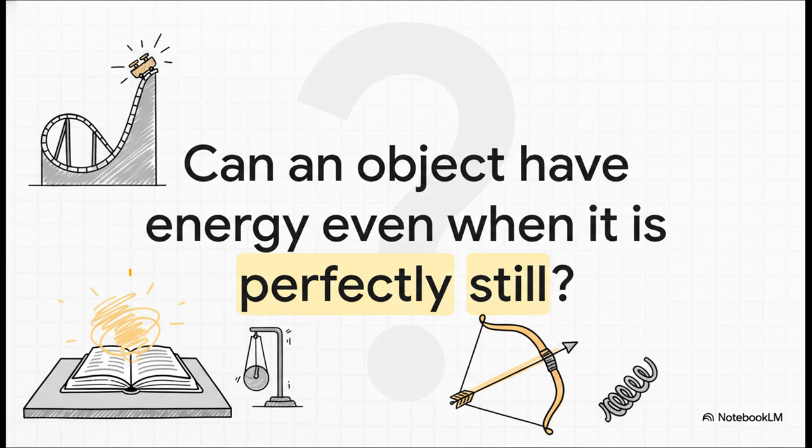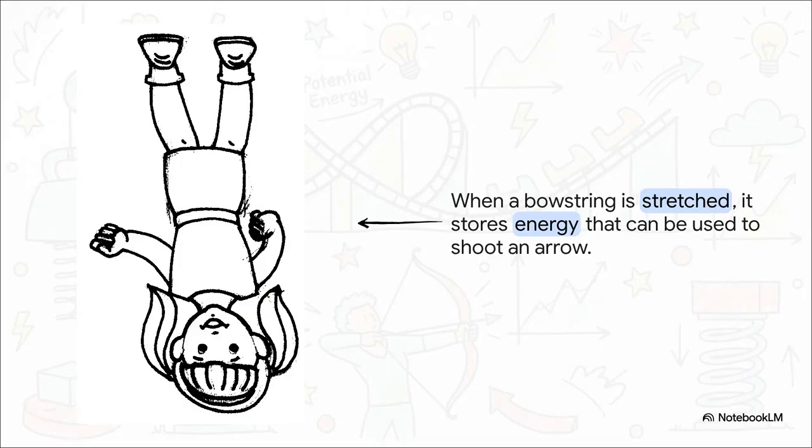Let's find out. Look at this picture of a bow and arrow. The bow is stretched, but right now, nothing is moving. But you know, don't you, that if the string is released, the arrow will fly off with great speed. Why does that happen? It's because the work that was done to stretch the bow is now stored inside it as energy, an energy that is just waiting to be released.